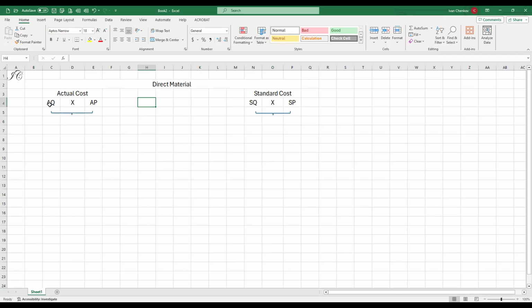In the middle, I have to have a number which is partially the actual cost and partially something from the standard cost. What will that be? In the middle, I'm going to have actual quantity from the actual cost, and I'm going to get the standard price from the standard cost. Once I do that, now I can compare this number with this number.